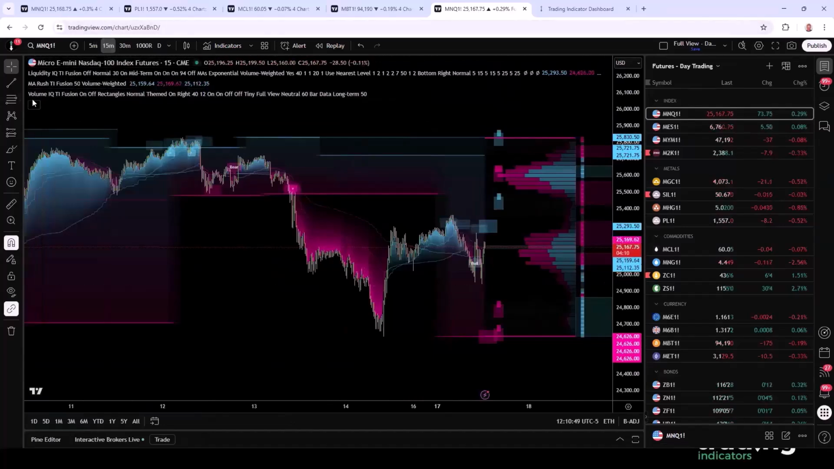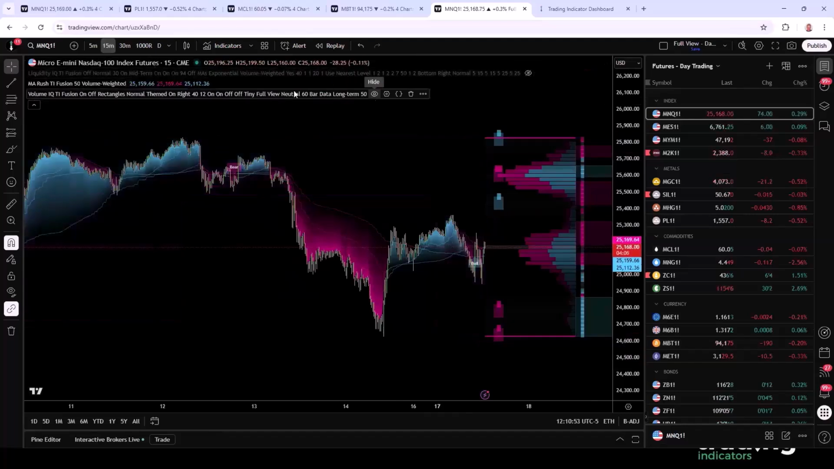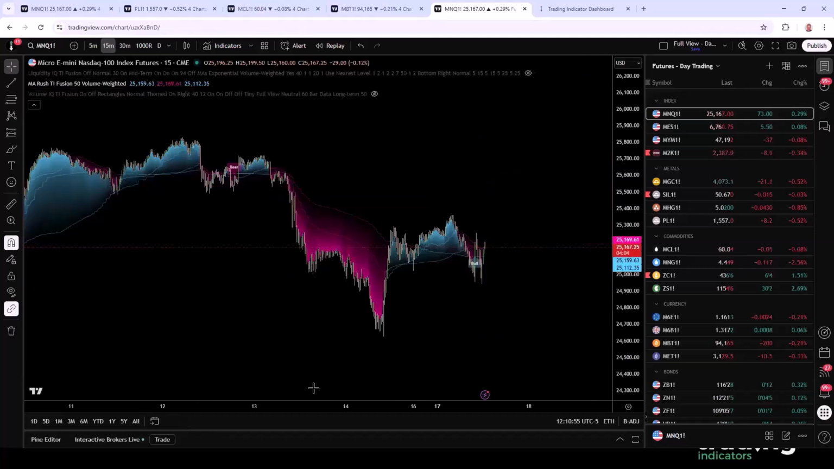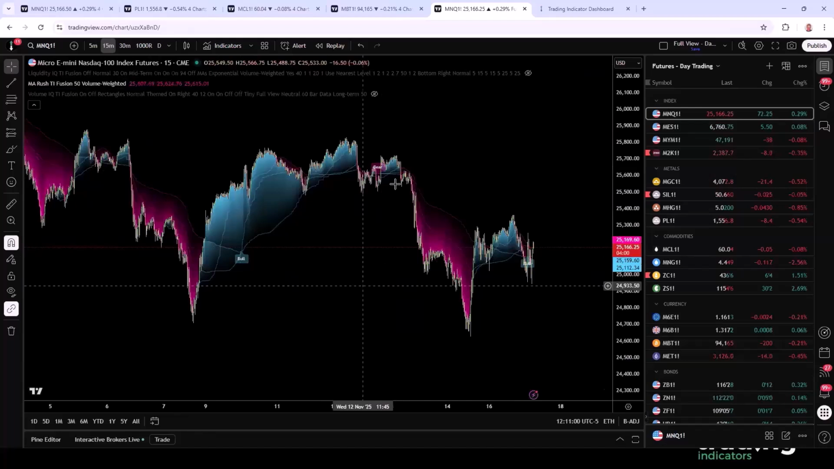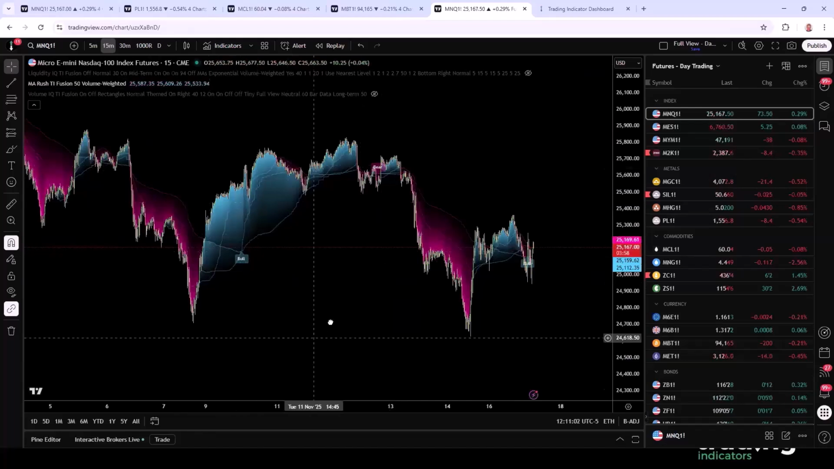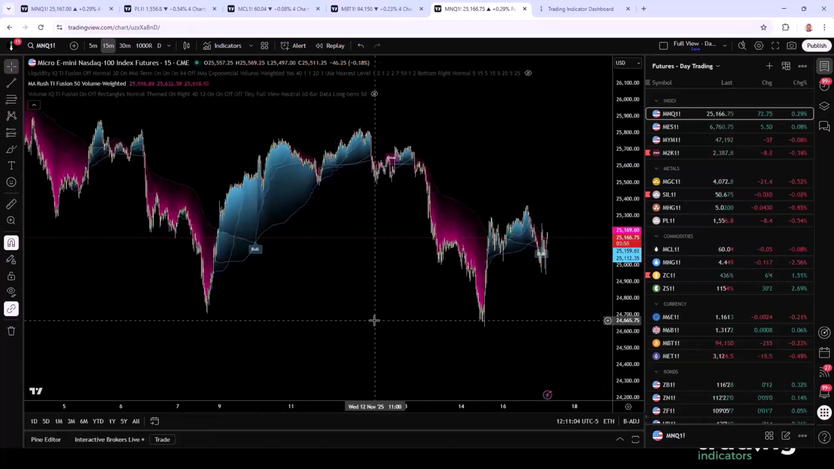So the first indicator I've applied is this one here. Let me just quickly show it to you. It's our MA Rush indicator, which prints these bearish or bullish labels onto the chart. And it also colors the chart nicely. So this is our trend indicator showing us in which direction momentum is pointing right now.